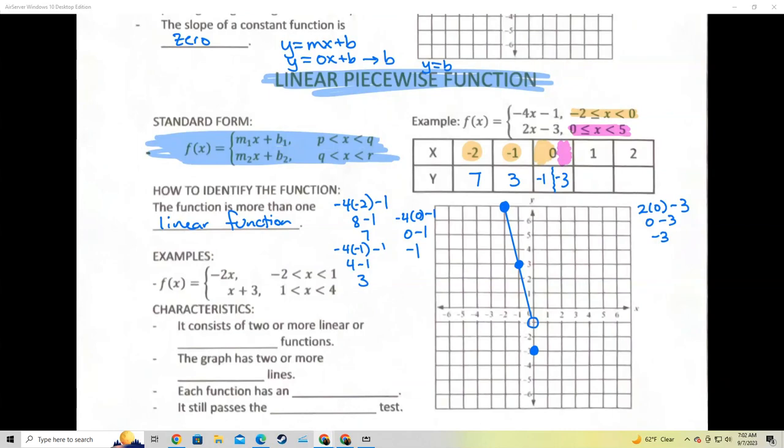But because 0 is kind of sort of part of both sets, I've got to check. Okay, 0. Does it work for this top one? It does because there's an equal sign down there. That means this dot does work here. So I'm going to go ahead and fill it in. Okay.